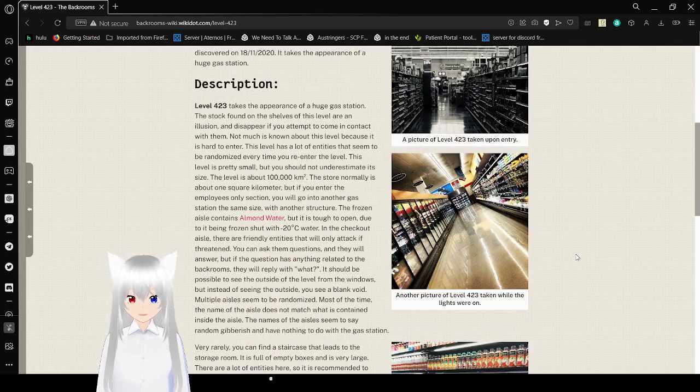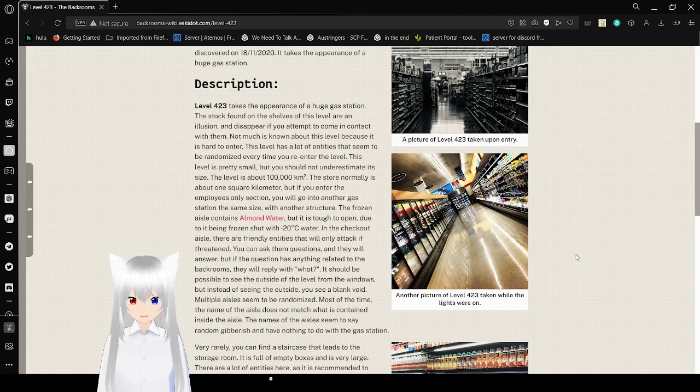Description: Level 423 takes the appearance of a huge gas station. The stock found on the shelves on this level are an illusion and disappear if you attempt to come into contact with them. Not much is known about this level because it is hard to enter. This level has a lot of entities that seem to be randomized every time you re-enter the level.